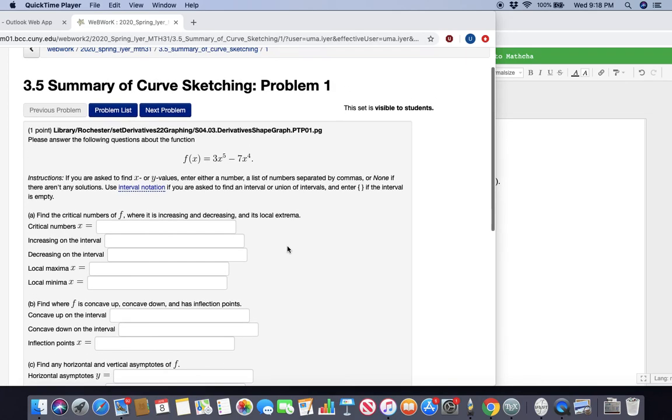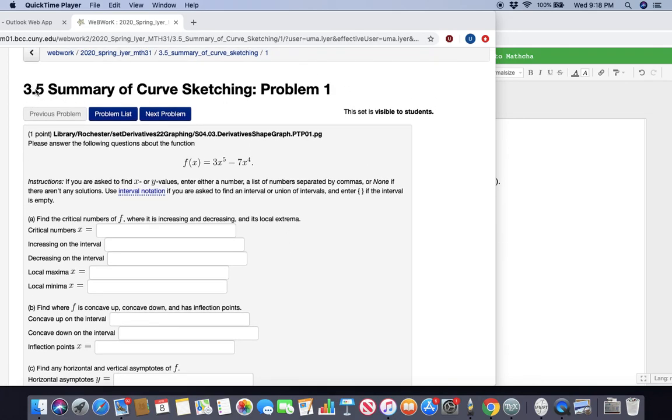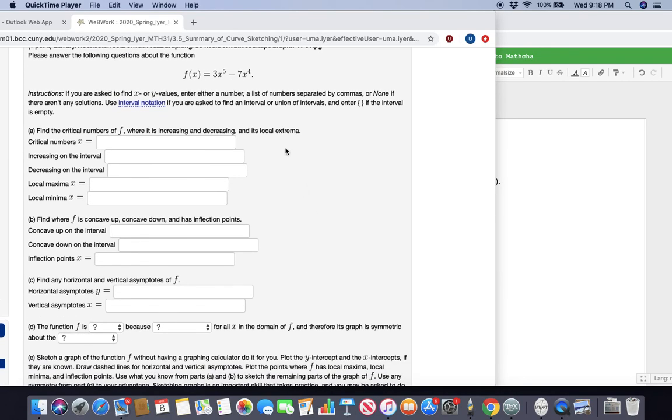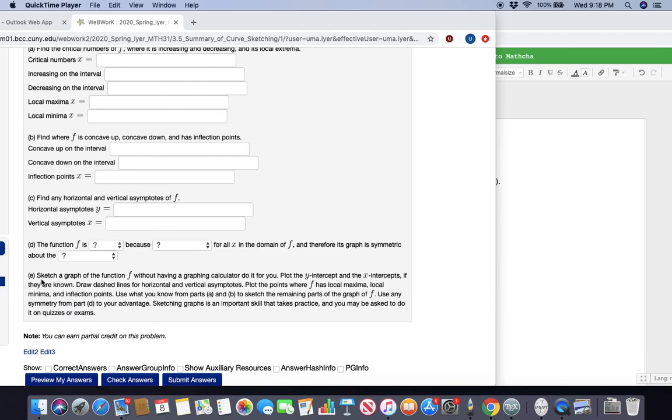Welcome back. So now we are looking at problems from section 3.5 from our workbook, WebWork rather. So the first question refers to a polynomial f(x) = 3x^5 - 7x^4, and there are quite a few questions. But notice these questions do not address all the issues that graphing of a function without using a graphing calculator would do.